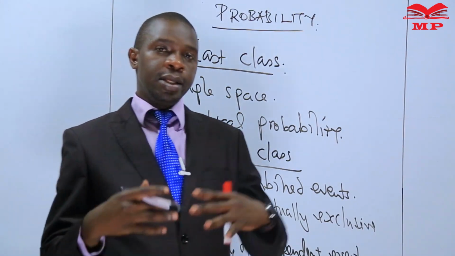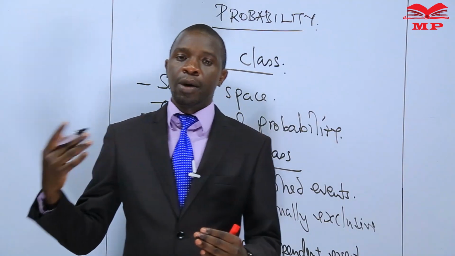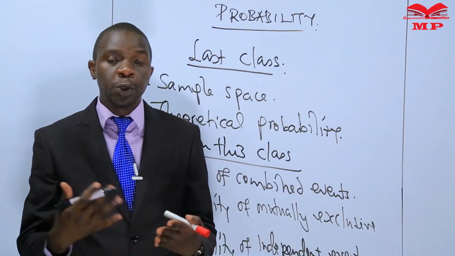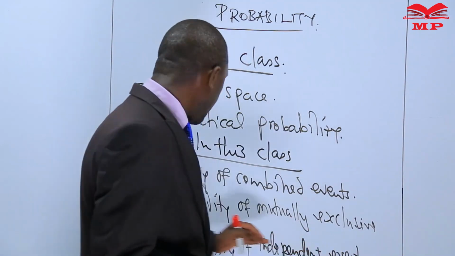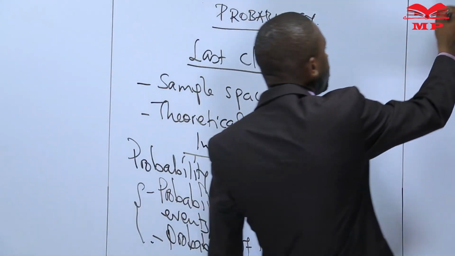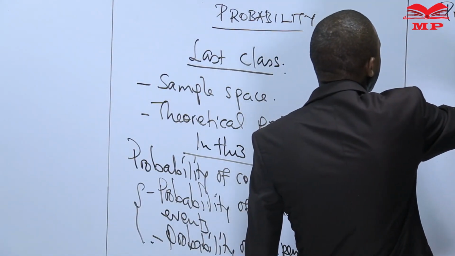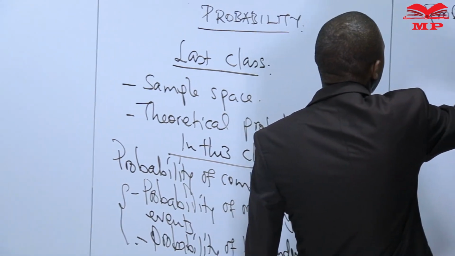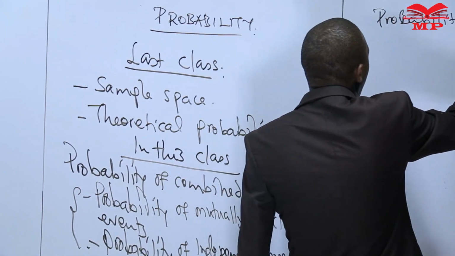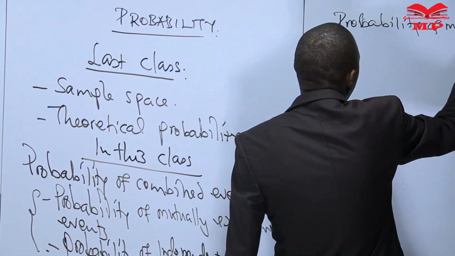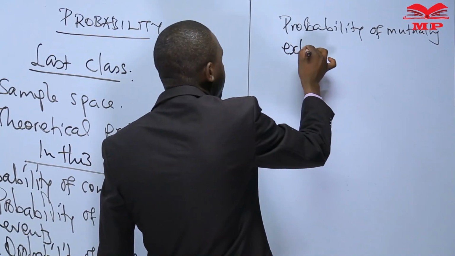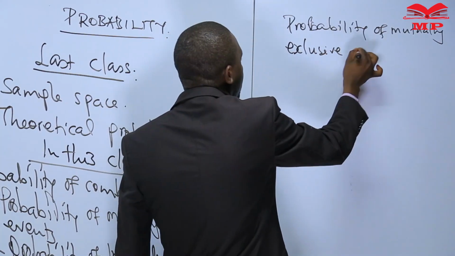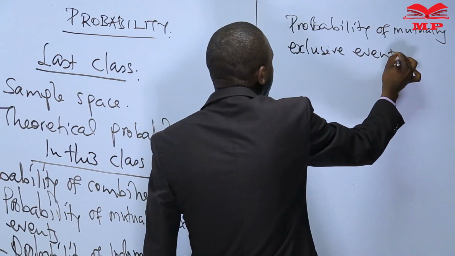Now, in this instance, it means that we are going to look at probability of two or more events taking place at the same time. So let us start with probability of mutually exclusive events.